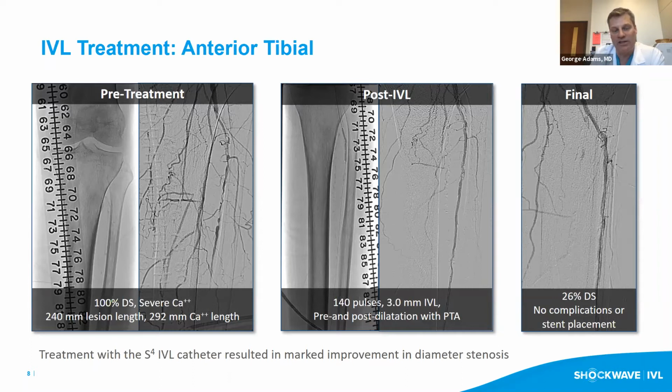The anterior tibial is the focus for this patient, and you can evaluate the angiogram and see there are multiple chronic total occlusions throughout the anterior tibial, with the posterior circulation, the TP trunk, PT and peroneal occluded. We're able to cross this lesion with a wire and used a 3 millimeter IVL, as you can see here on the second slide, getting a very nice result. And then with adjunctive balloon angioplasty, as you can see here to the far right, opening of the vessel to a less than 30% residual diameter and no complications or having to place a metallic scaffold, a stent.